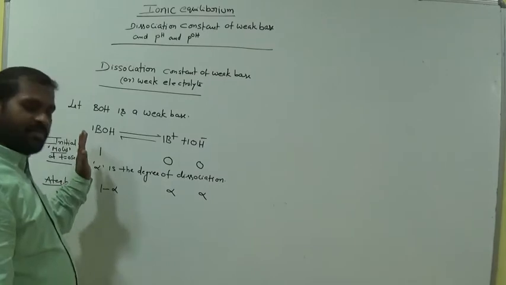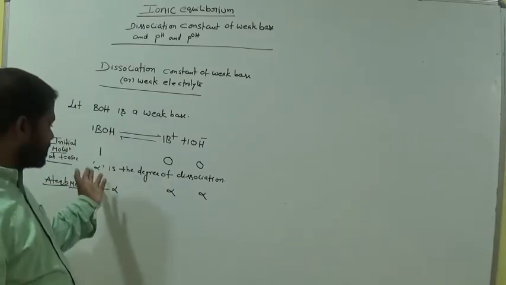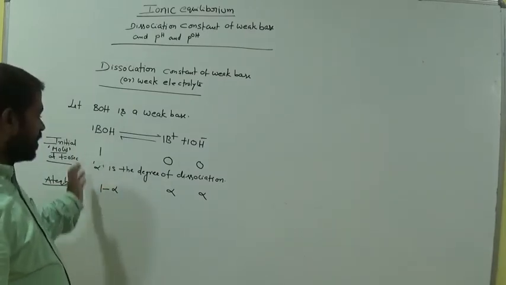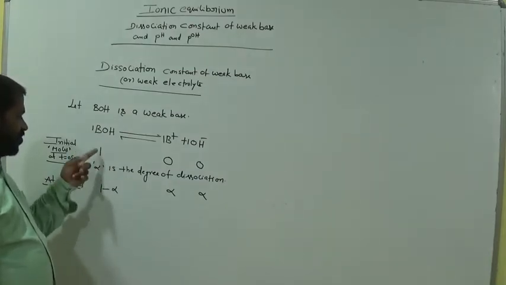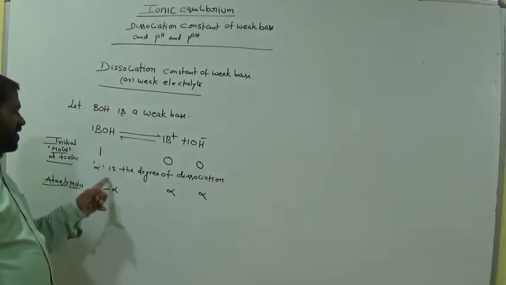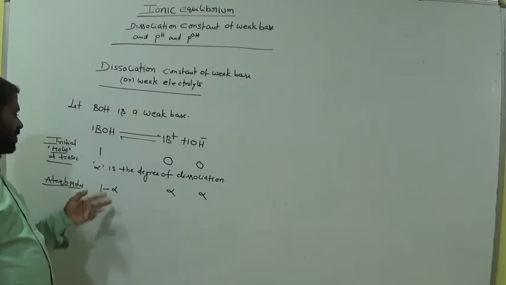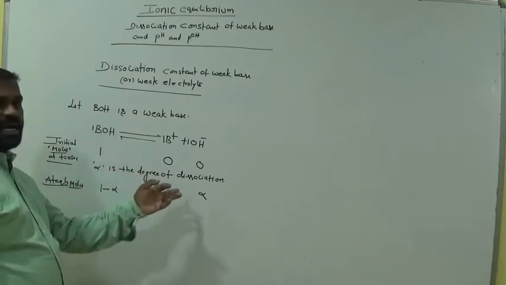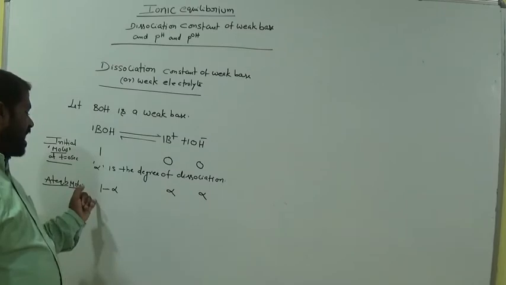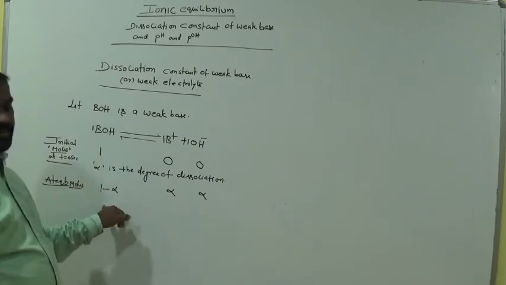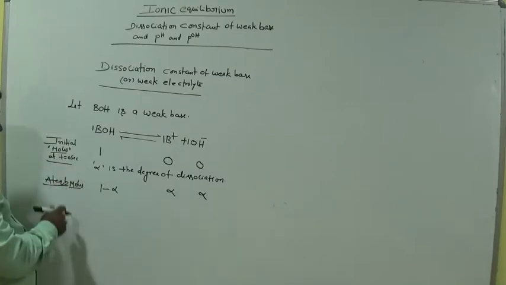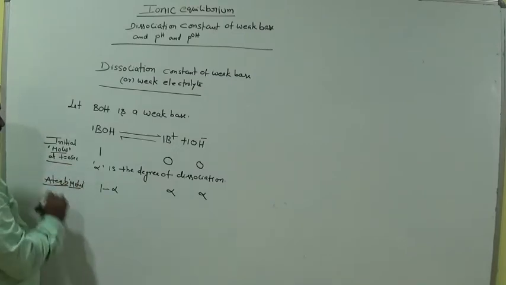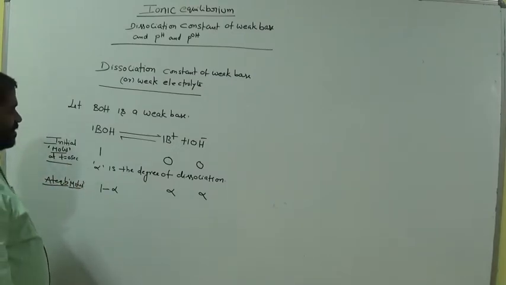Now how many molecules decrease on the left-hand side? Alpha molecules undergo dissociation. The total remaining moles at equilibrium is 1 minus alpha. Suppose it is 100 and 10 molecules undergo dissociation, then the remaining moles are 100 minus 10. Now these are the equilibrium moles. Remember this word, equilibrium moles. Is it clear?